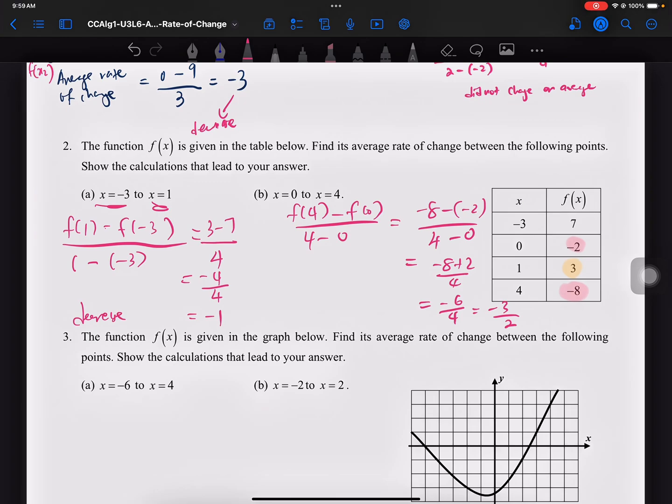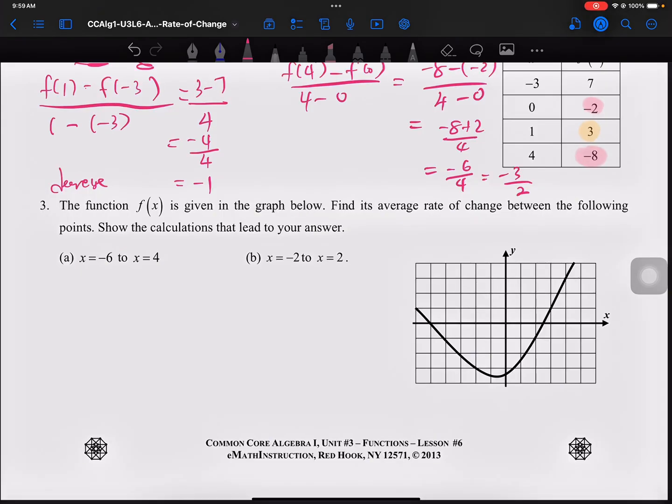Okay, so from number 1 and number 2, we know that the average rate of change tells us how much the function rises or falls on average between 2 points. A positive rate means it's increasing. A negative rate means it's decreasing. A zero rate means it stays flat overall.